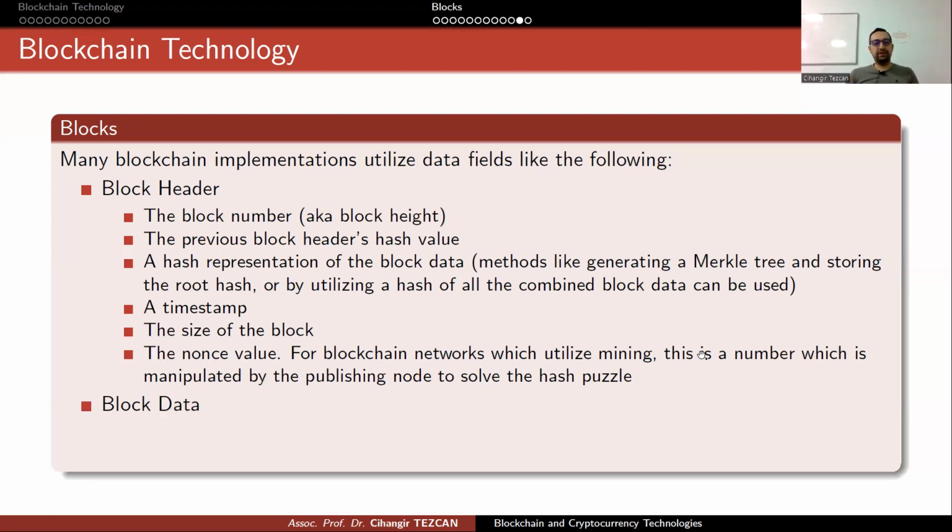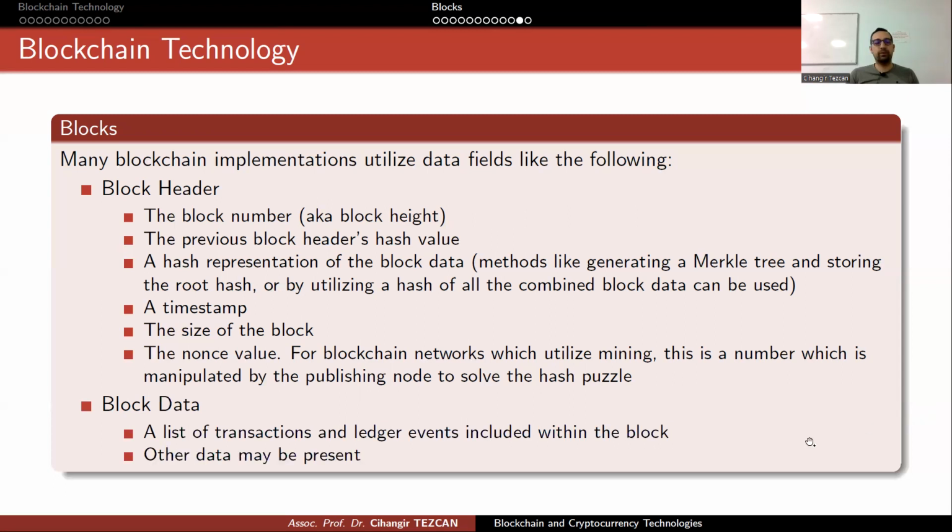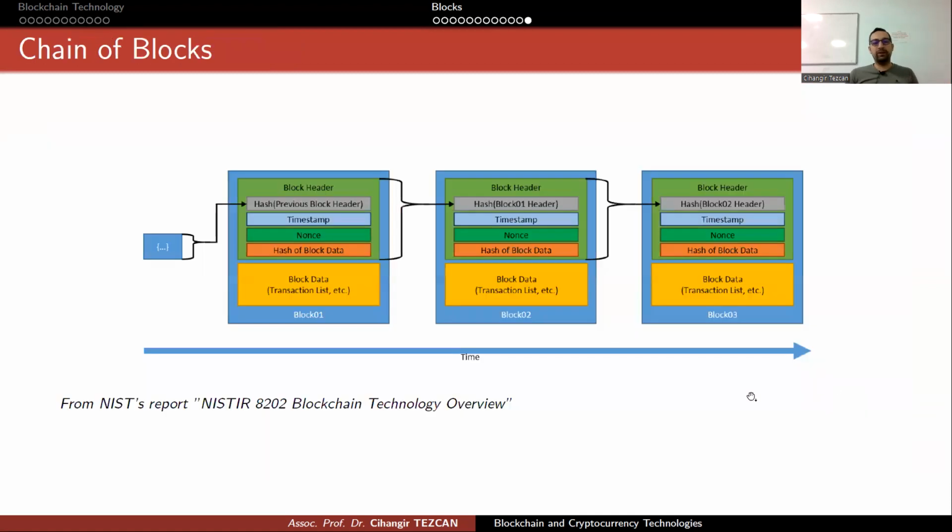Yes, the header contains this data, and you have the block data, which generally is a list of transactions and ledger events included within the block. Other data may be present depending on how you create the actual blockchain. So here's a simple picture from the NIST report, Blockchain Technology Overview. You have the block header here and your block data here. This data is, again, the transactions and so on.